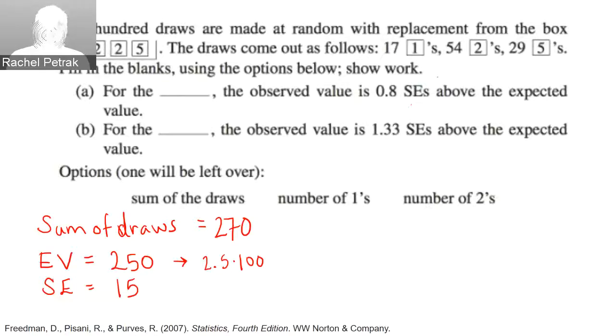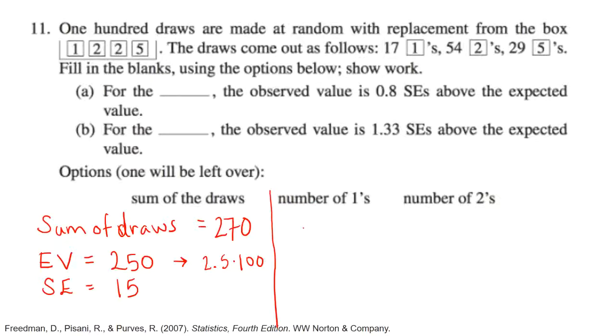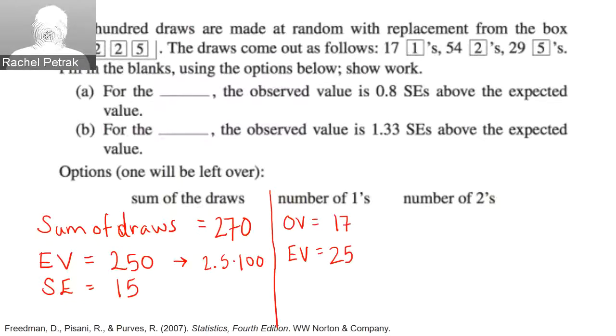We can see that the number of ones is actually 17, which we'll label observed value. But the expected value for the number of ones would be 25. Why? Because 100 draws are made at random with replacement from this box, 1, 2, 2, 5, which means that our expected value would be 25.